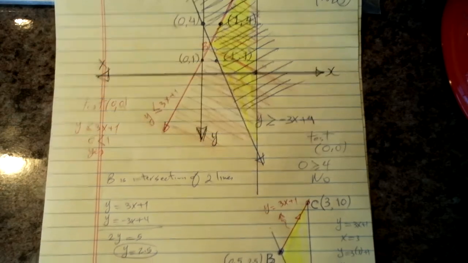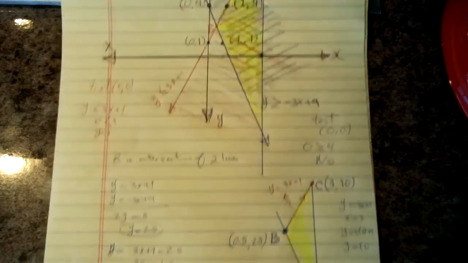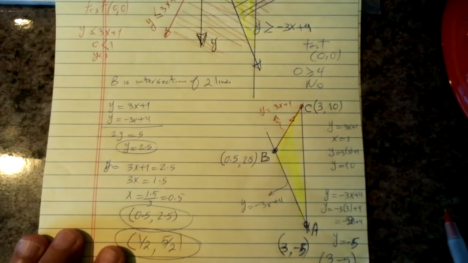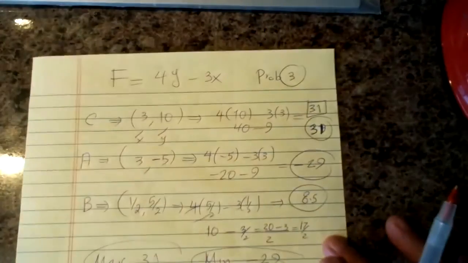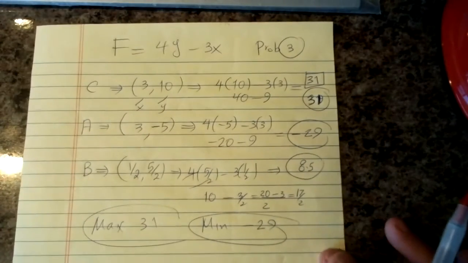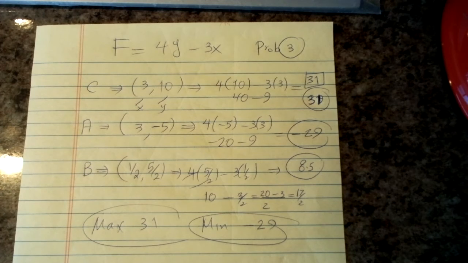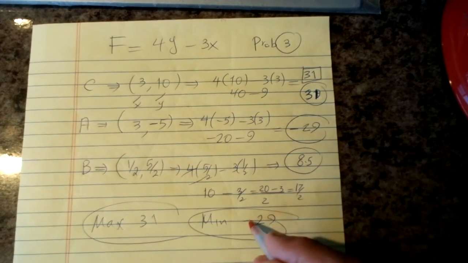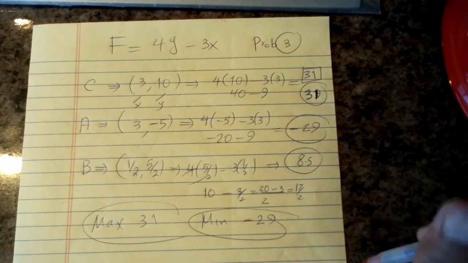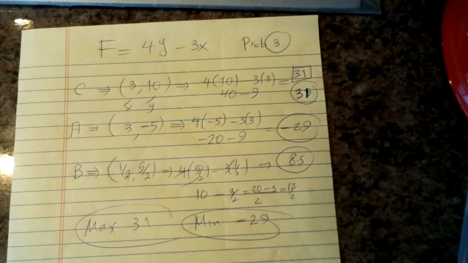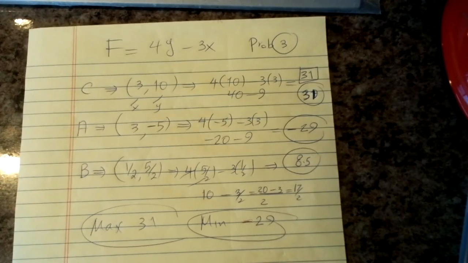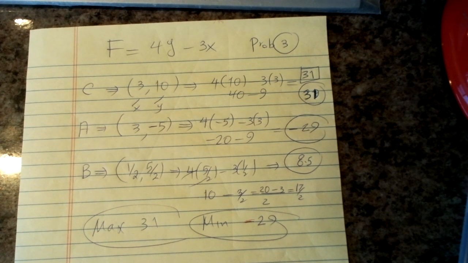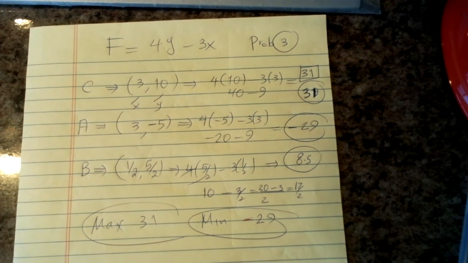So when you find the coordinates of all the points, then on the last page, again, you take them and substitute to find your minimum and maximum. The minimum happened to be a negative number, and the maximum is 31. So this section is related to 9.4. It's an application of 9.4.